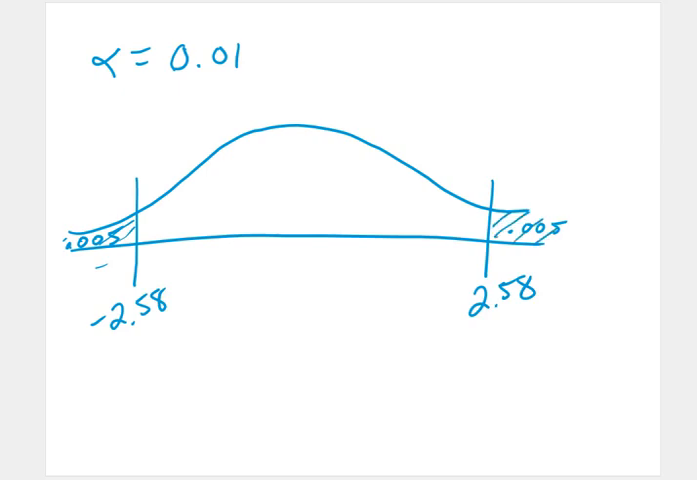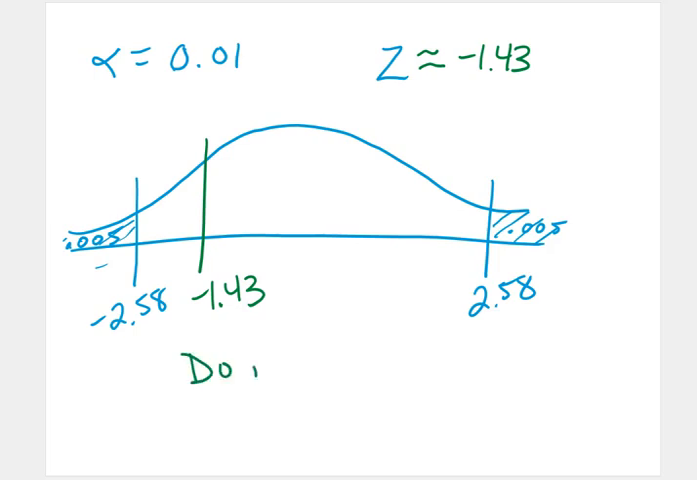Notice my test. What was my test z? My test z was negative 1.43, which would be right here. So notice I am not in the rejection zone. So because I'm not in the rejection zone, I do not reject the null. So because I don't reject the null, that means there is not sufficient evidence to support the claim that the percentage has changed. So notice you get exactly the same conclusion regardless of whether you use the critical value method or whether you use the p-value method.